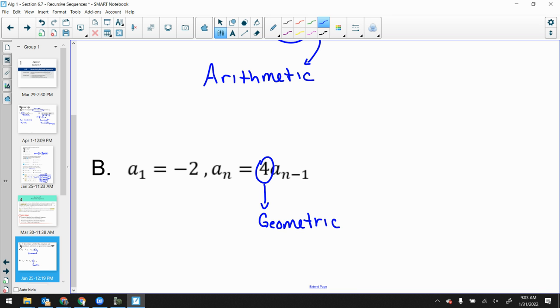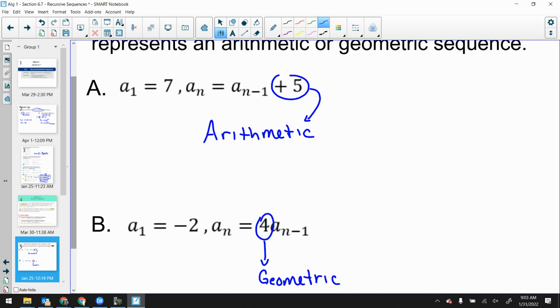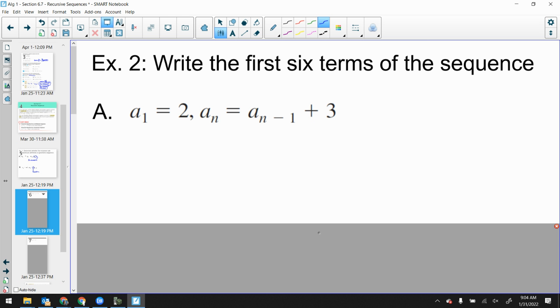This is what a recursive formula will look like. For every recursive formula, you're going to need to be given an a sub 1 and then a rule to follow. You have to have a starting value, and then a rule to follow. Did our a sub 1s tell us whether it was arithmetic or geometric? No. The only thing that tells us is the actual rule we need to follow. Plus or minus means arithmetic, times means geometric. So let's start building out some sequences.